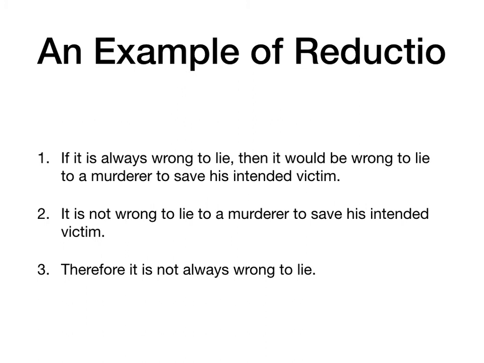So since it isn't wrong to lie to a murderer to save his intended victim, it can't be true that it's always wrong to lie. If P, then Q: if it's always wrong to lie, then it's wrong to lie to a murderer to save his victim. Not Q: it is not wrong to lie to a murderer to save his intended victim. Therefore, not P: it is not always wrong to lie. You'll see these a lot. Challenging principles in philosophy, also a lot of times just challenging general moral principles.